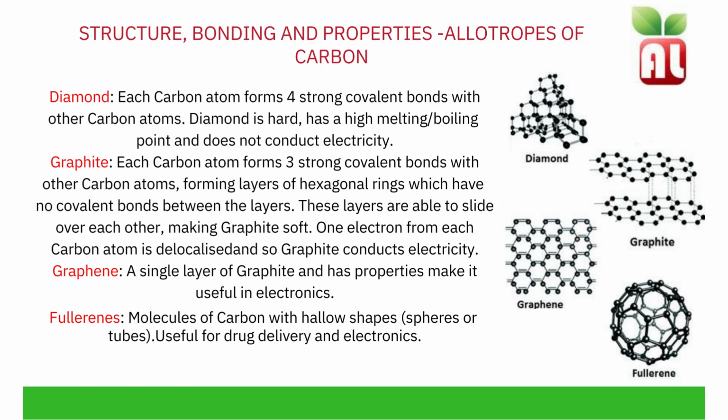Fullerenes are molecules of carbon with hollow shapes, either spheres or tubes. These are useful for drug delivery and electronics. An example of a fullerene is the Buckminster fullerene. It has the formula C60, meaning it is made up of 60 carbon atoms.